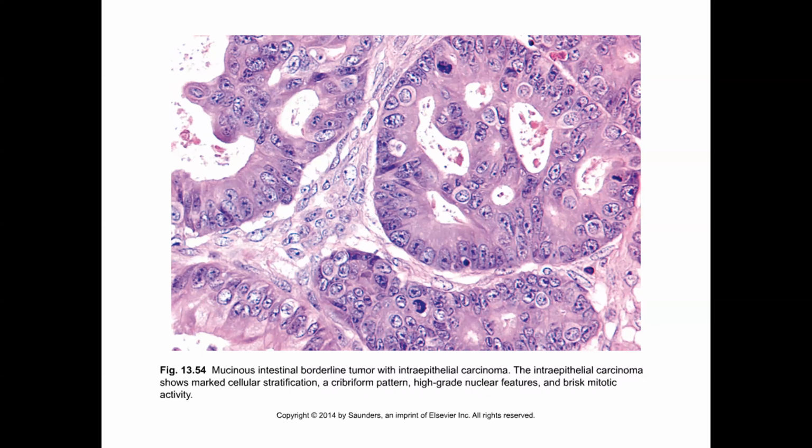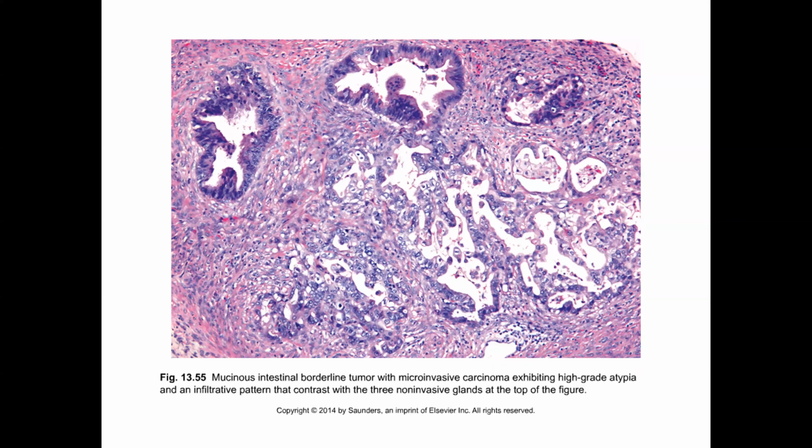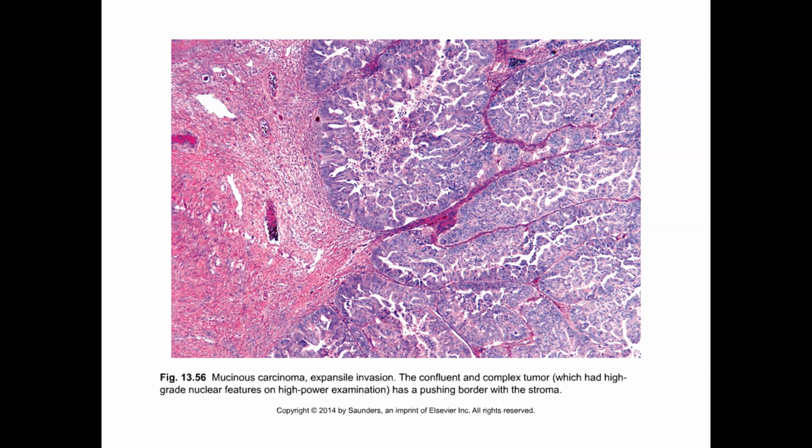Here's another example, more cribriform type architecture, higher grade nuclear atypia, some rounding up of these nuclei, a little bit of upward migration and disarray to the nuclear orientation. Here's another example of the high-grade dysplasia here in the glandular functions with an invasive or microinvasive area of carcinoma extending into the stroma. Now, in speaking about invasion, there are two categories of invasion.